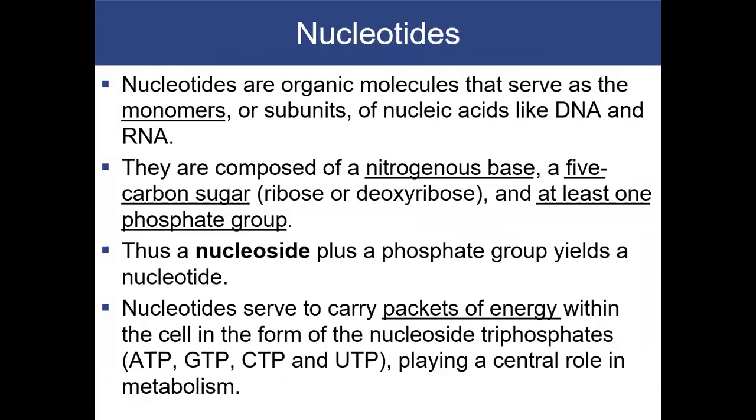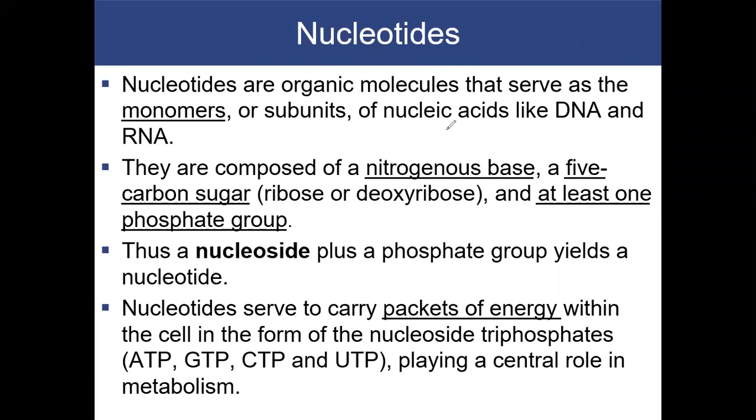Before going into how proteins are made, once again, it is important to remember what nucleotides are. I touched on this a little bit in the last lecture when I was looking at the nucleoside triphosphates. As you should know by now, a nucleotide is an organic molecule that serves as the monomer or the subunits for nucleic acids. A nucleic acid is a biomolecule, and some examples would be DNA and RNA.